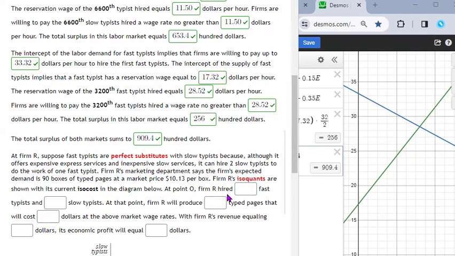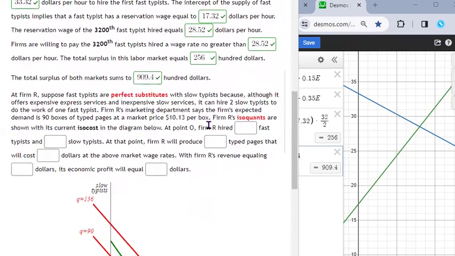Now, at firm R, suppose fast typists are perfect substitutes with slow typists, because although it offers expensive express services and inexpensive slow services, it can hire 2 slow typists to do the work of 1 fast typist. Firm R's marketing department says the firm's expected demand is 90 boxes of typed pages at a market price of $10.13 per box.